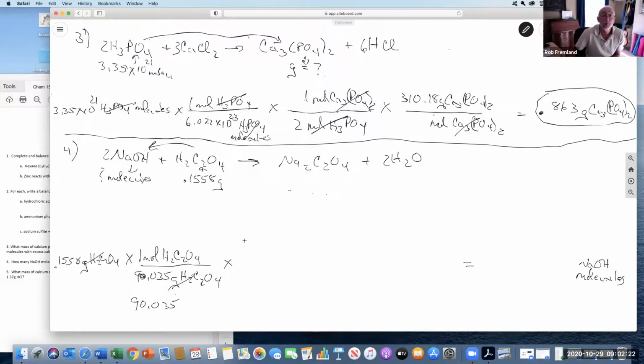Then we have to get to moles of sodium hydroxide, because we want to get to sodium hydroxide. So there are 2 moles of NaOH for every mole of oxalic acid. I always cancel as I go. All right, and it's a good habit to get into. Don't just write moles, but moles of what? Because otherwise you don't realize that these aren't the same. And then we're going to go from moles to molecules. So we use Avogadro's number.